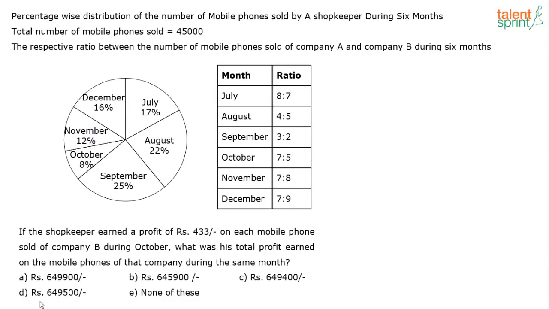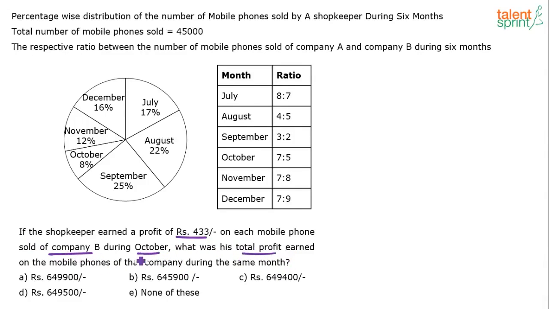Next one. Here's the next one. Try this very quickly. If the shopkeeper earned a profit of rupees 433 on each mobile phone sold of company B during October, what was his total profit earned on the mobile phones of that company during the same month? So very simple. He says the shopkeeper earned a profit of 433 on each mobile phone of company B during October. So what was his total profit?